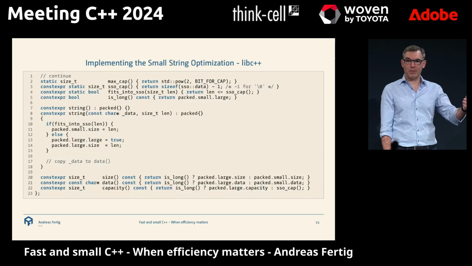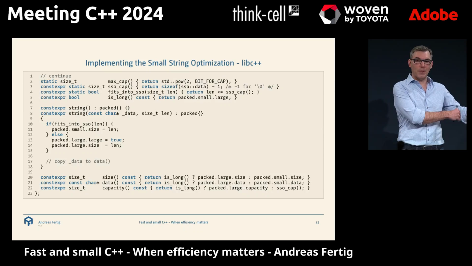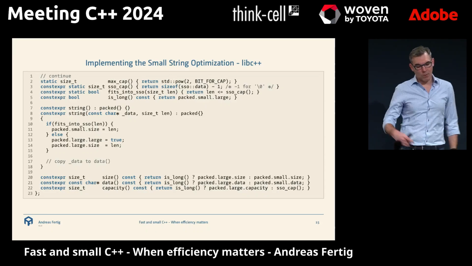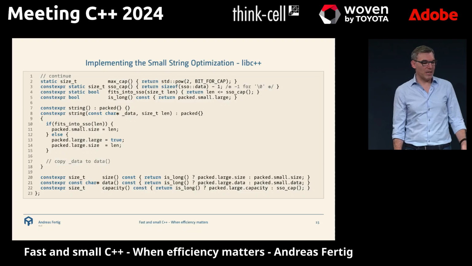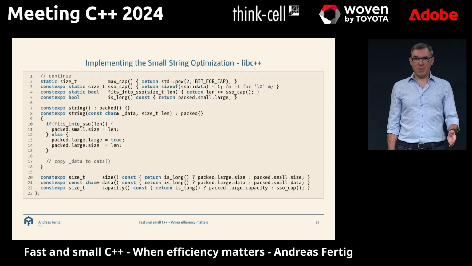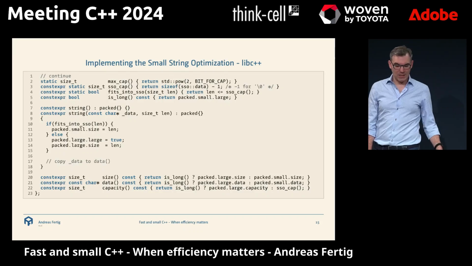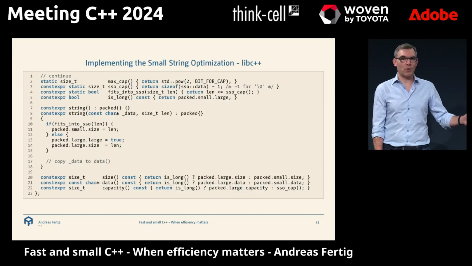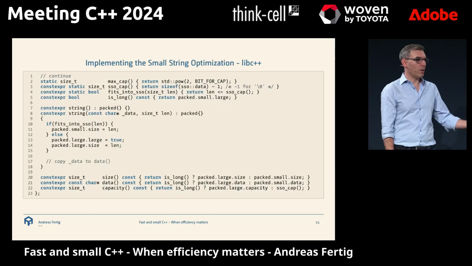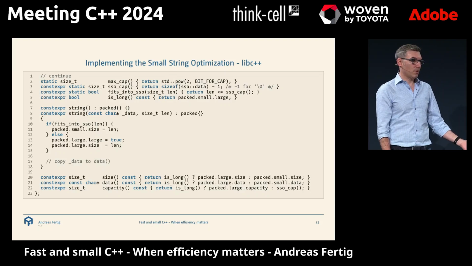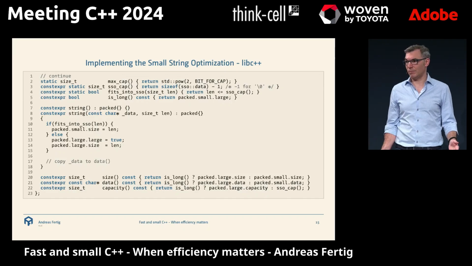Otherwise, we flip the bit and say we are in large mode and update the length in the large mode. Then we would copy the data over. Now here's the gotcha: you get 15 bytes of payload. Sounds nice. But if you look at size, data, capacity, all of them now come with a branch, because each of them has to figure out whether it's small string mode or not. So this is the downside of that. But you get 15 bytes of payload.